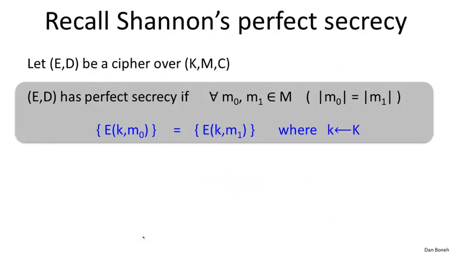So let's recall very briefly Shannon's concept of perfect secrecy. Basically we said that a cipher has perfect secrecy if, given two messages of the same length, it so happens that if we pick a random key and look at the distribution of ciphertexts, when we encrypt M0 we get exactly the same distribution as when we encrypt M1. The intuition here was that if the adversary observes the ciphertext, he doesn't know whether it came from the distribution resulting from encrypting M0, or from the distribution resulting from encrypting M1.